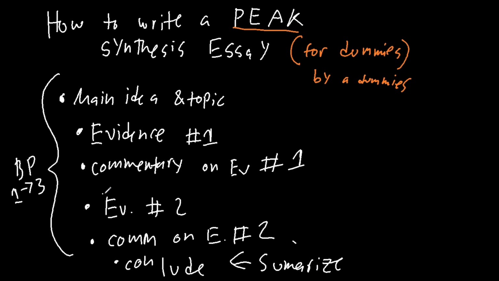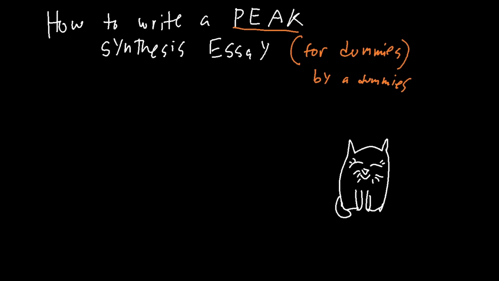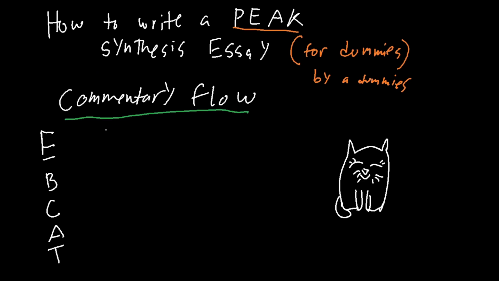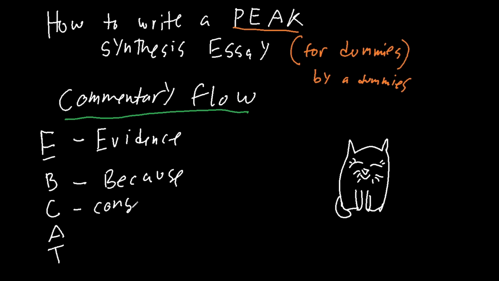When you're writing, you should go M, E, C, E, C, C. But for the commentary, the most difficult part, I've created a little mnemonic for you. I'm not the best artist in the world, but you know what this is, I hope. It's a cat. So for the commentary flow, let me write that down. I've got EBCAT. It's pretty self-explanatory what each of these are, and I'm going to explain them each in detail soon. So you have your evidence. Then you have your because statement. Now you have your consequently statement, which shows the effect, cause and effect. Then you have your A, that's the analysis.